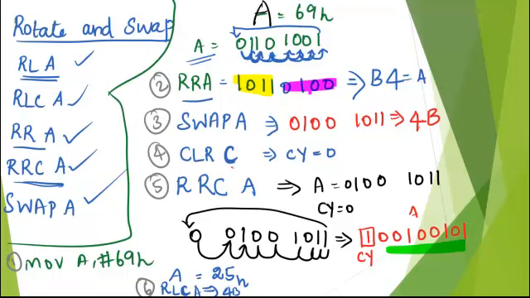Okay, let me take an example. Assume that the accumulator has 69H. What is 69H? 0, 1, 1, 0, 1, 0, 0, 1. That is your 69H. What is RR A? Rotate right. Rotate right your accumulator by only 1 bit position. Like this you rotate right. See the arrowhead? Like this you are going to rotate, meaning shifting the position by 1 bit.